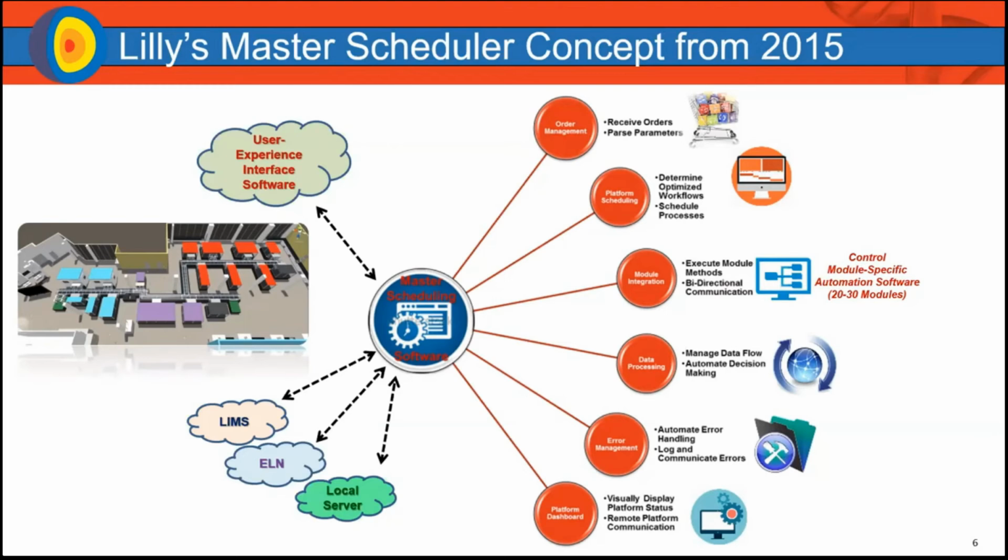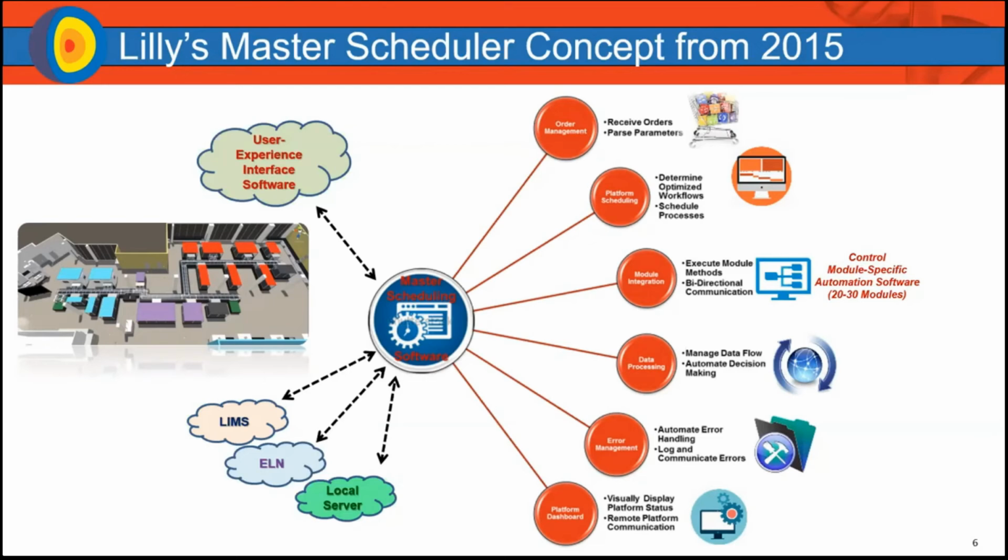We have to be able to process data and manage data flow, and that gives us the ability to have the scheduler automate decision making. This is where machine learning and artificial intelligence come in, where we need the ability to make decisions based upon what's happening in real time to improve things over time.